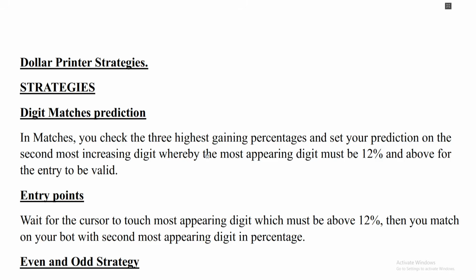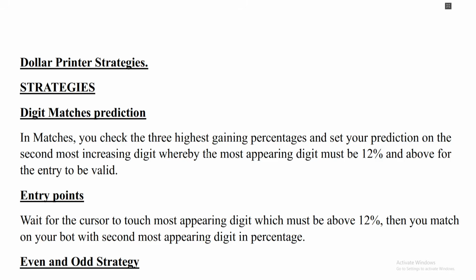It runs this way. In matches, first of all, you check the 3 highest gaining percentages. If you have a computer or a phone, you identify the 3 highest percentages and make sure they are gaining. If those percentages are not gaining, do not use them. After you see the percentages are gaining, set your prediction on the second most increasing.